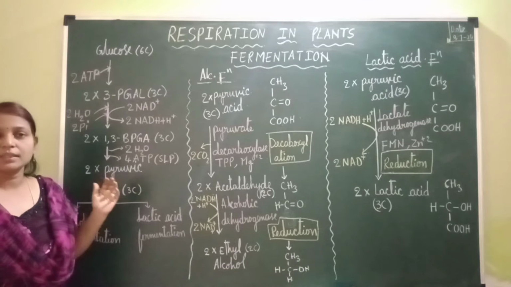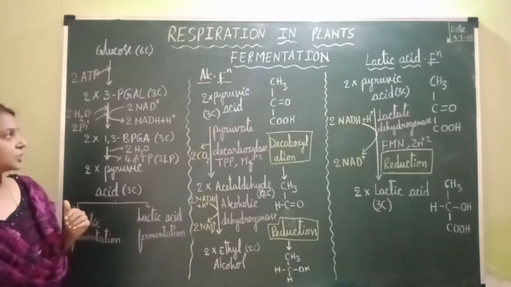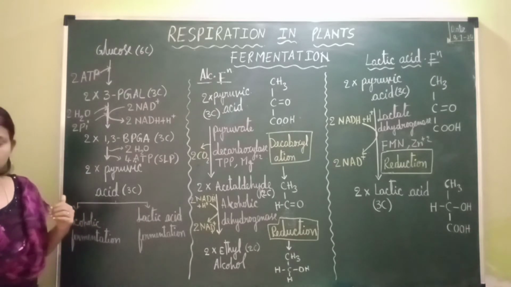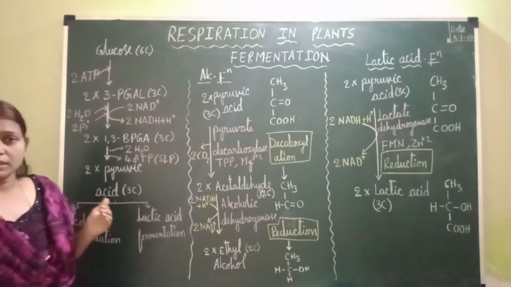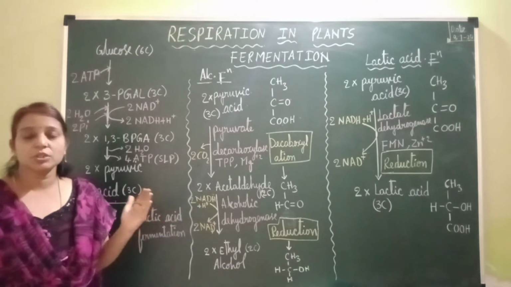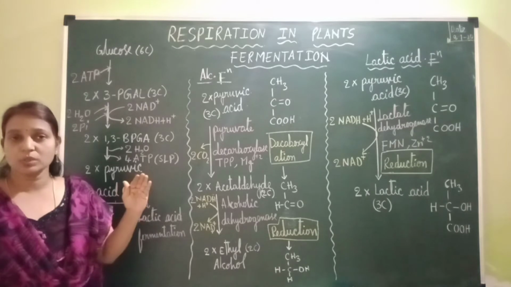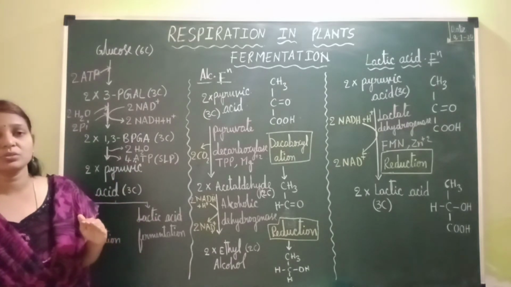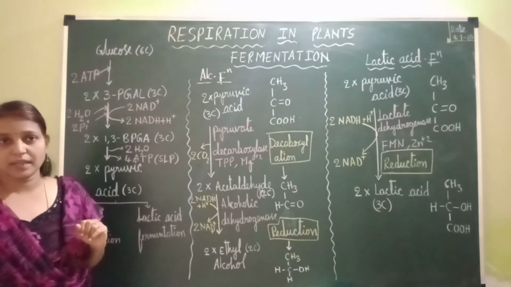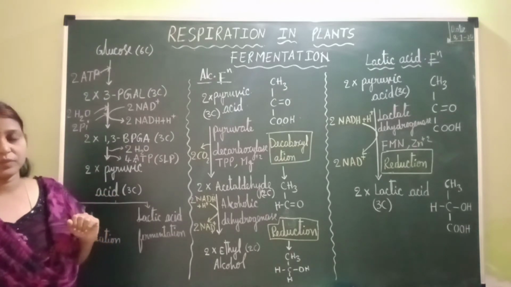Hello students, in this class I am going to start with fermentation, that is anaerobic respiration. What happens actually? Glycolysis occurs in any type of respiration, that is either aerobic respiration or anaerobic respiration. First glycolysis occurs, that means glucose undergoes partial breakdown into two molecules of pyruvic acid by a pathway called glycolysis that we studied in the previous video.